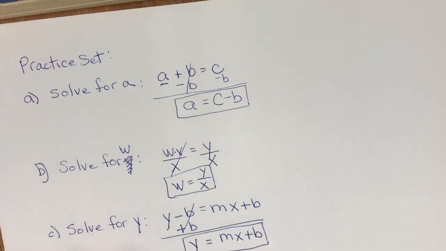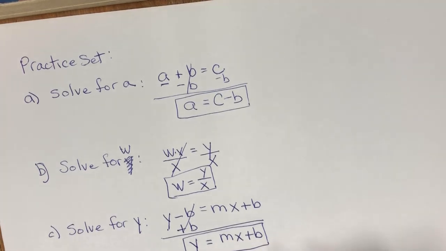All right, letter D says, solve the formula for the area of a parallelogram for B. So we are solving for B. And here is our problem. A equals B times H. And there it is. So we are going to divide this by H because we want to isolate the B.